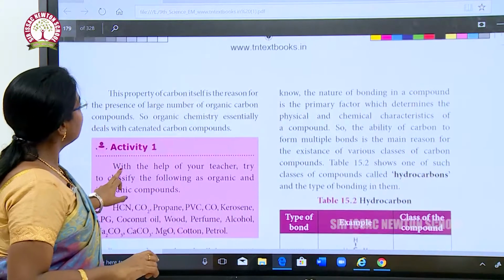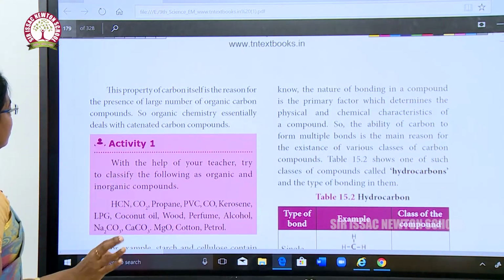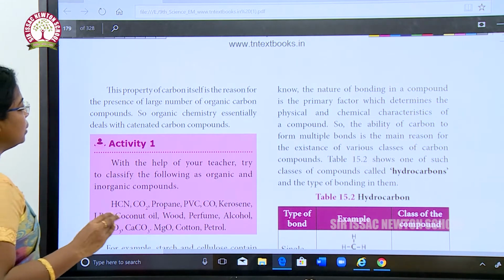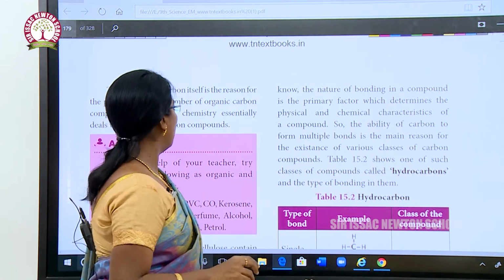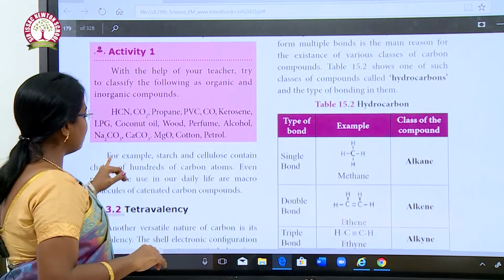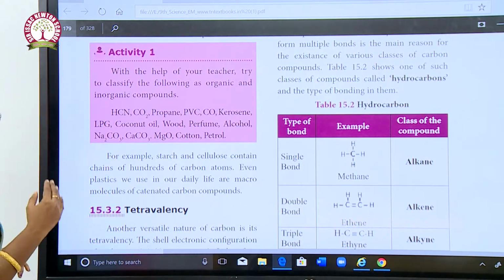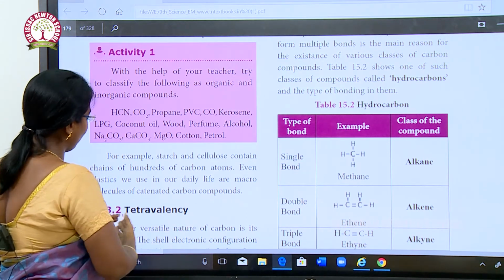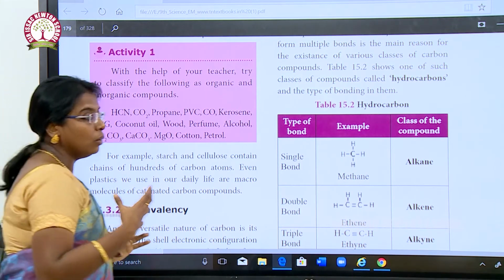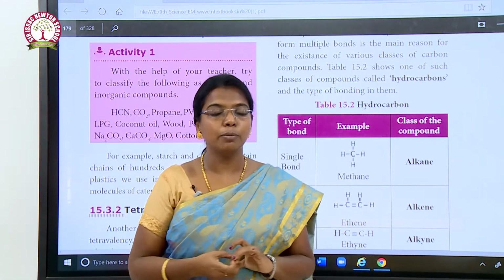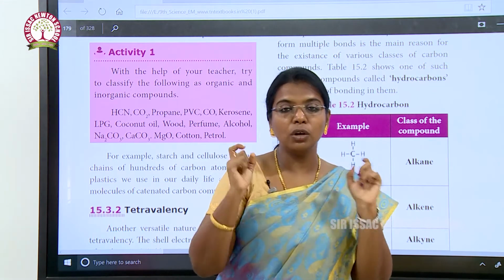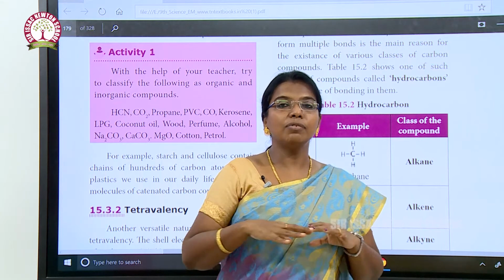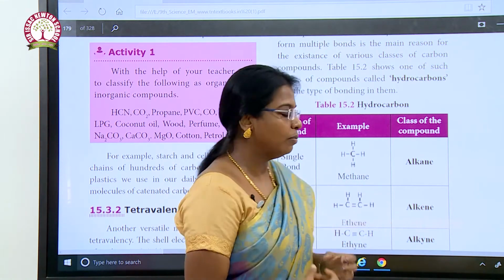This property of carbon is the reason for the presence of a large number of organic compounds. So organic chemistry essentially deals with catenated carbon compounds. For example, starch and cellulose contain chains of hundreds of carbon atoms. Even the plastics we use in our day-to-day life are macromolecules of catenated carbon compounds. Catenated carbon compounds involve carbon-carbon covalent bonds and can have big ring structures, and plastics are made up of these compounds.